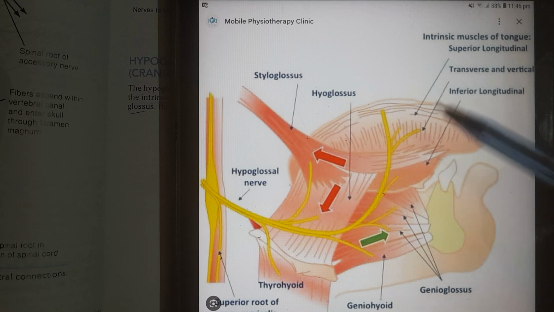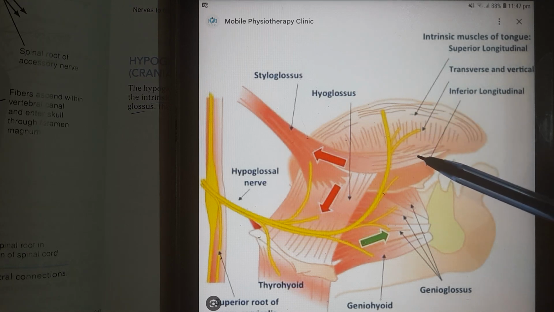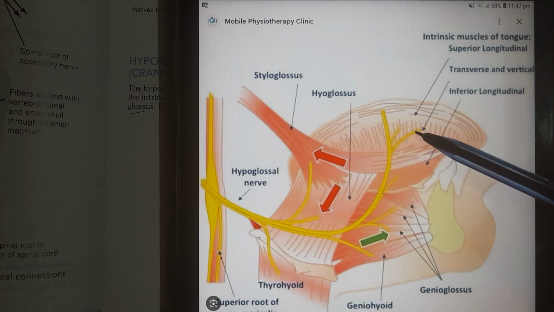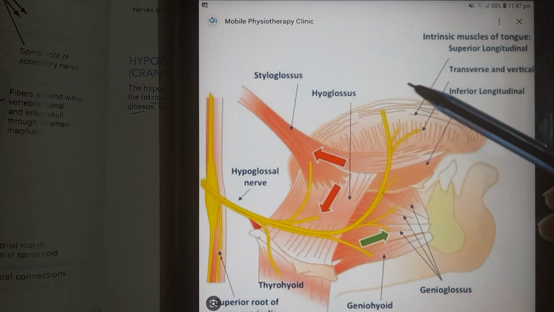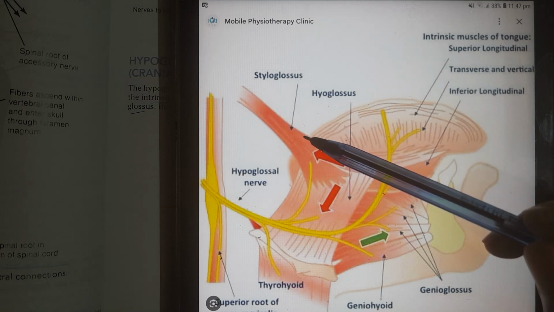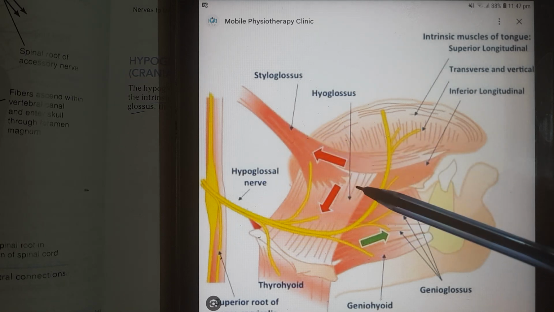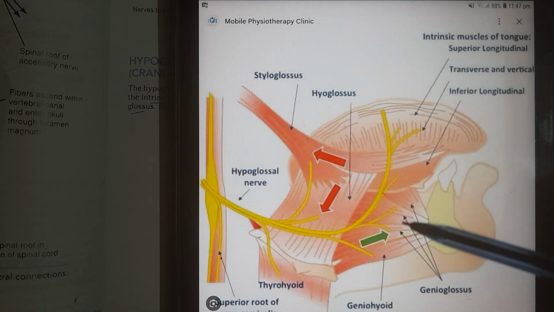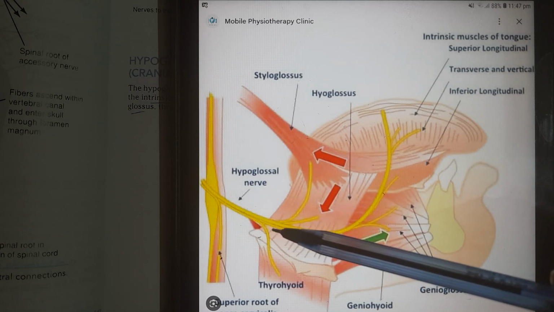So like this, it supplies these intrinsic muscles of the tongue, which are the superior and the inferior longitudinal. Then the transverse and vertical muscles, which are also intrinsic muscles of the tongue, will help the tongue to move. Secondly, we have the styloglossus, the hyoglossus, as well as the genioglossus muscles. They are also supplied by the hypoglossal nerve.